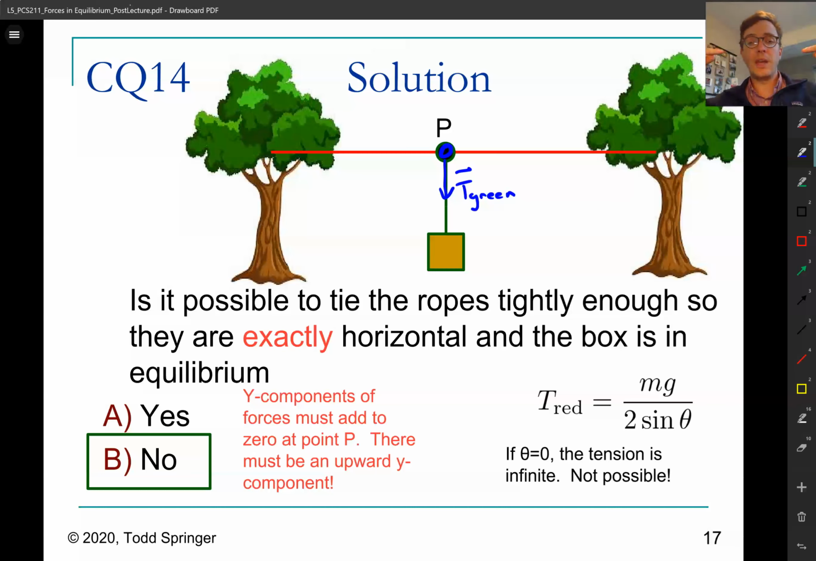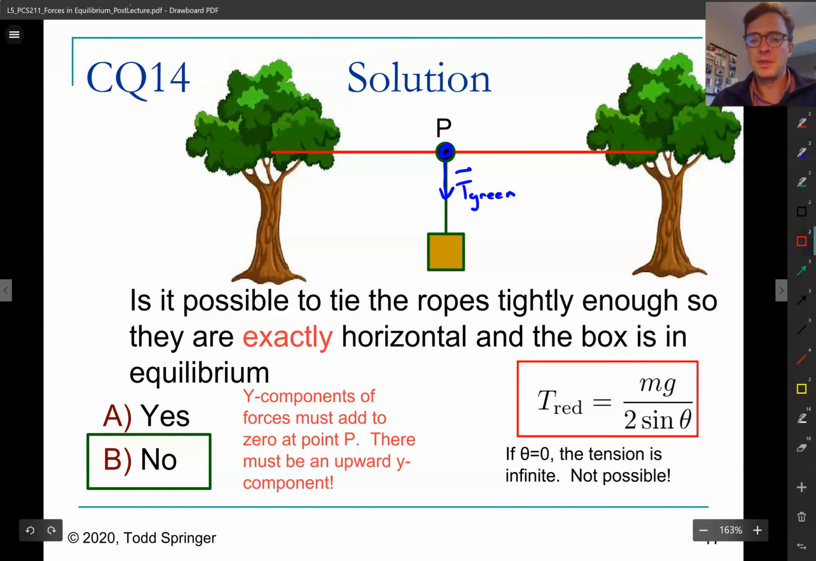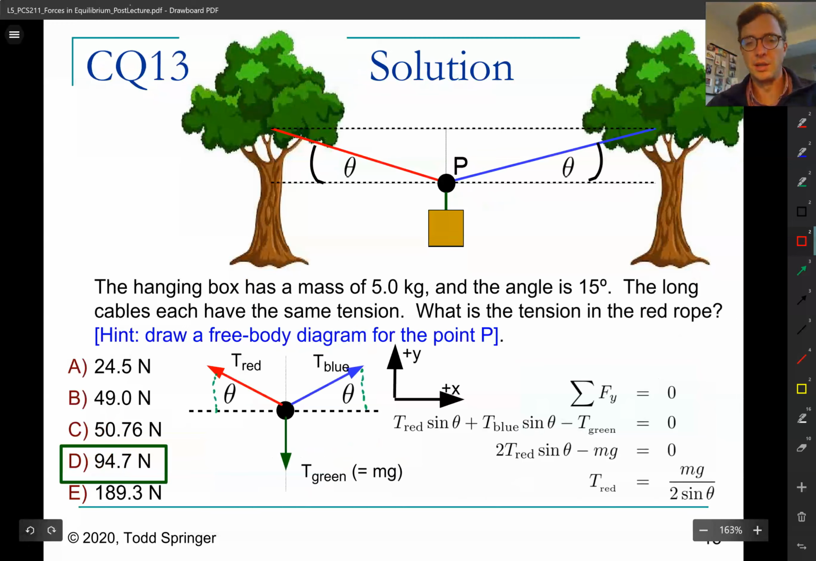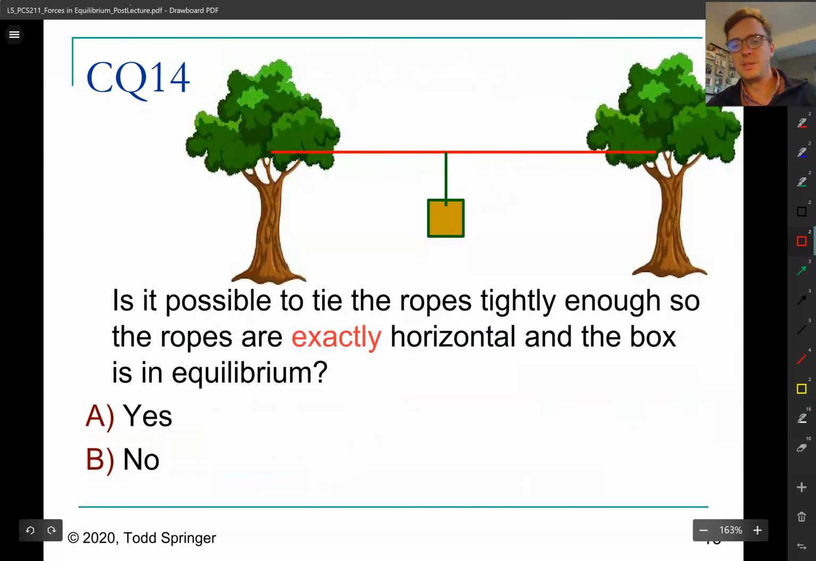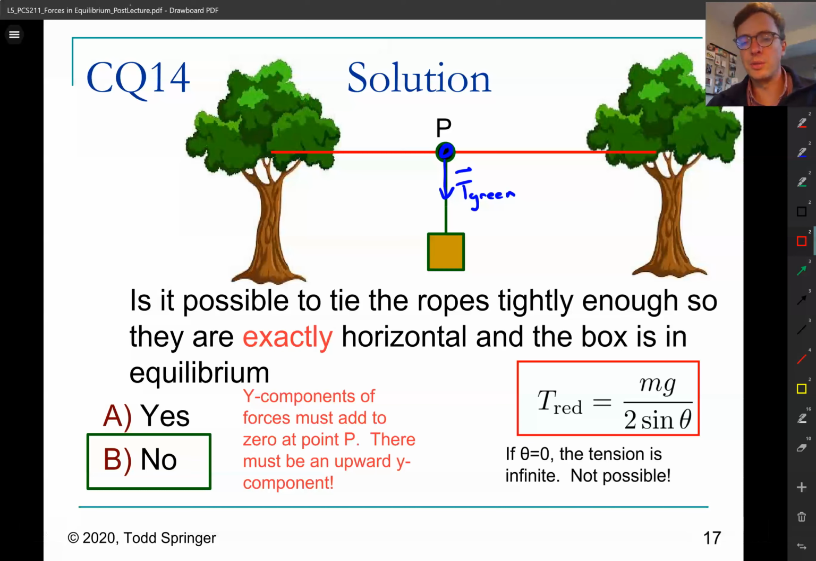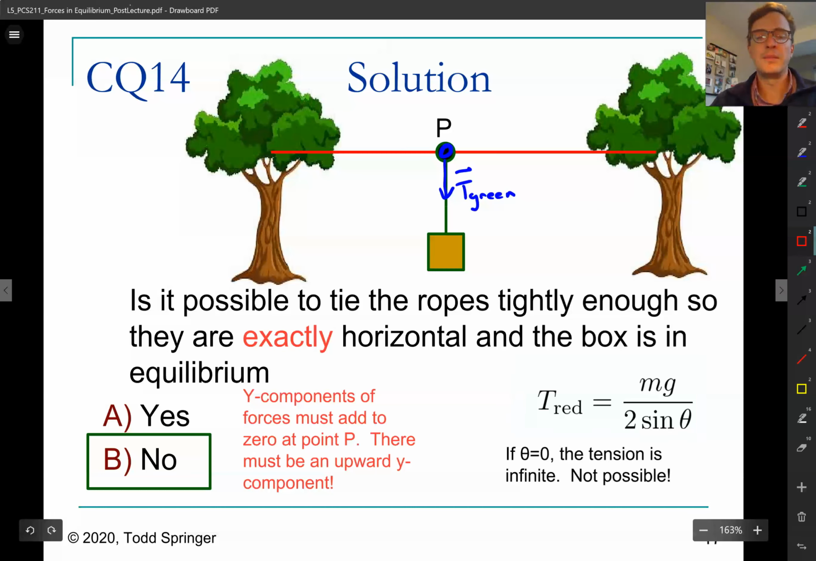There's always going to be some angle, some very small angle there, in order to keep the thing in equilibrium. And you can see it also from the formula which we derived previously. This was the formula for the tension in the red rope. In this case, theta is 0, because previously we had theta like this. If the rope was horizontal, theta would be 0. If I put 0 into this formula, I get sine of 0 is 0, and I get something which is infinite, which doesn't make any sense. So clearly, this diagram doesn't make any sense. So the answer is no. You cannot hang something completely horizontally like that in equilibrium.